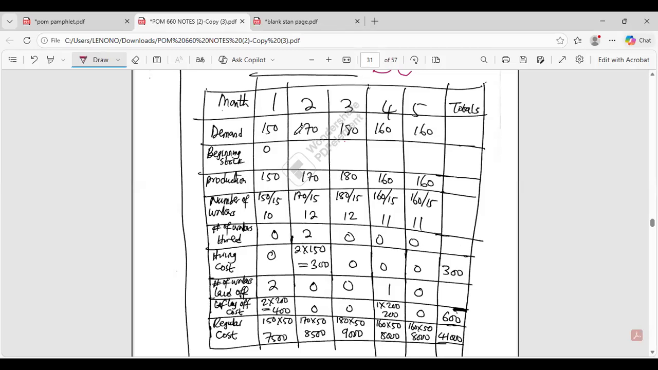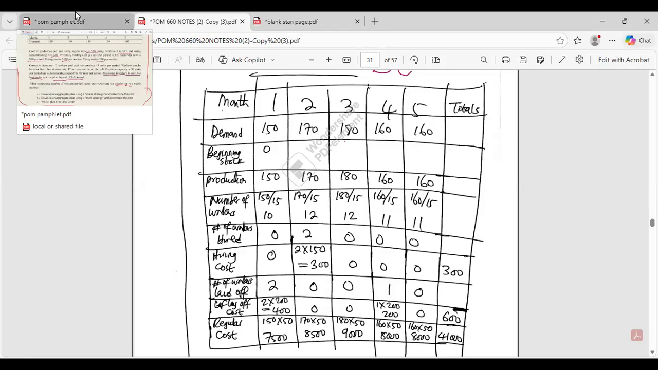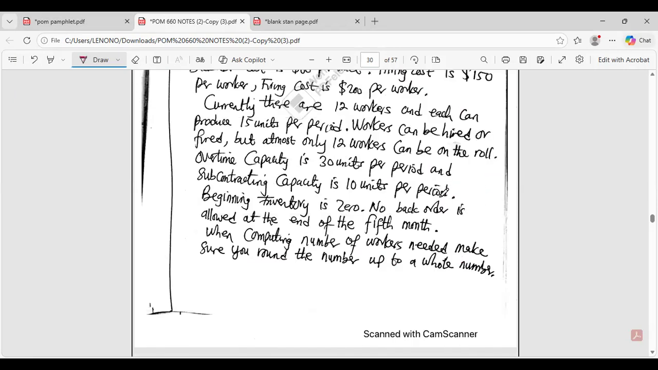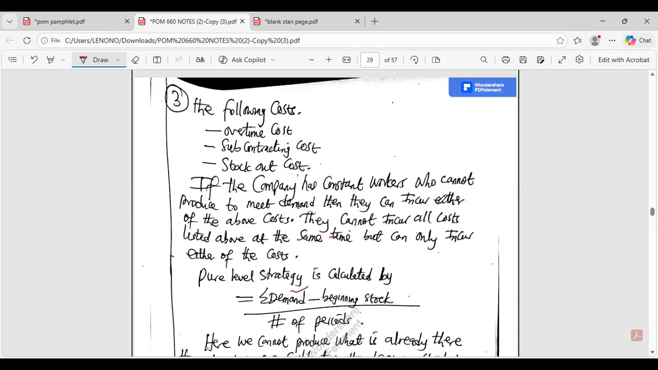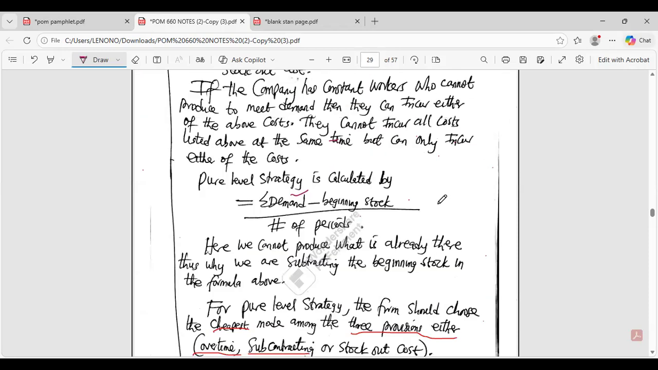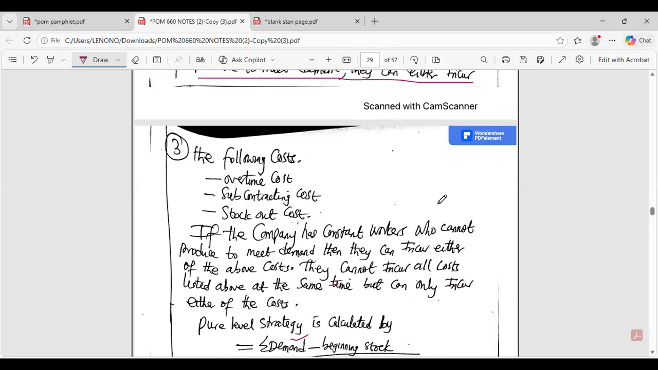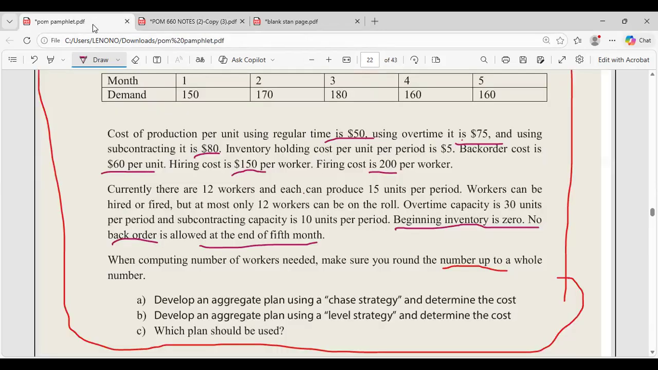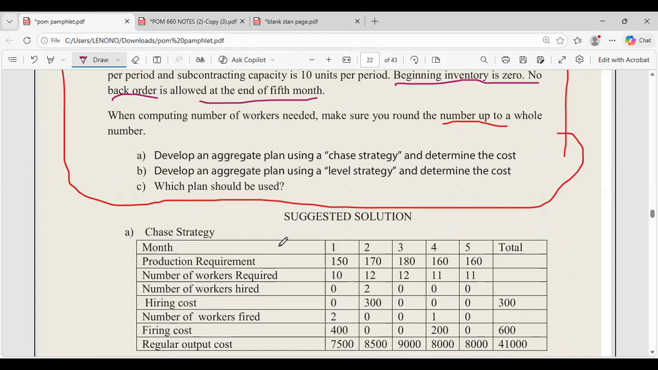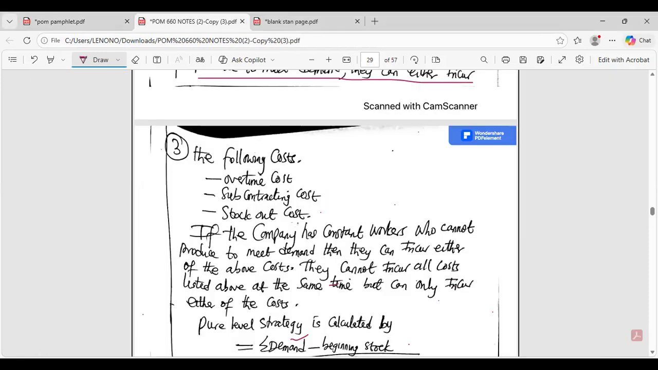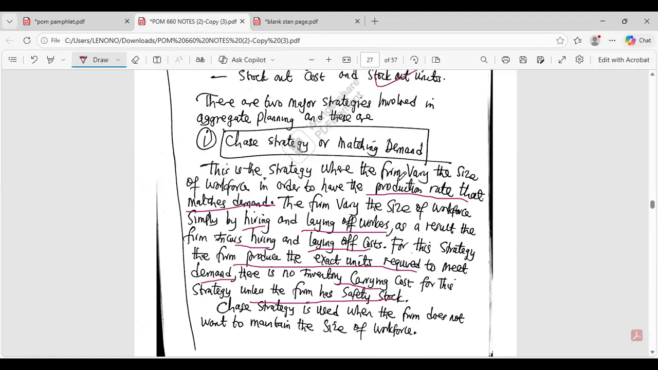What are you saying? I told you to say chase strategy, you produce according to demand. The level strategy is the one that you produce using this formula here. Oh, okay. There are two strategies here. You told me clearly that we are looking at question 1, aggregate planning using chase. For now, we are using chase strategy. Chase strategy is a strategy where you vary workforce in order to have a production rate that matches demand. So you produce as per demand for chase.